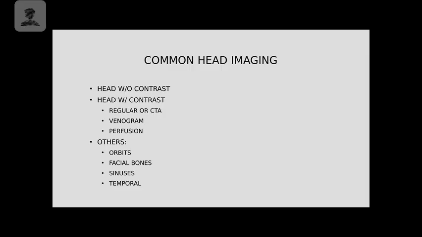Other things we can look at would be our orbits, which are our eyes and the structures that make up the eyes, facial bones, sinuses, and temporal bones.